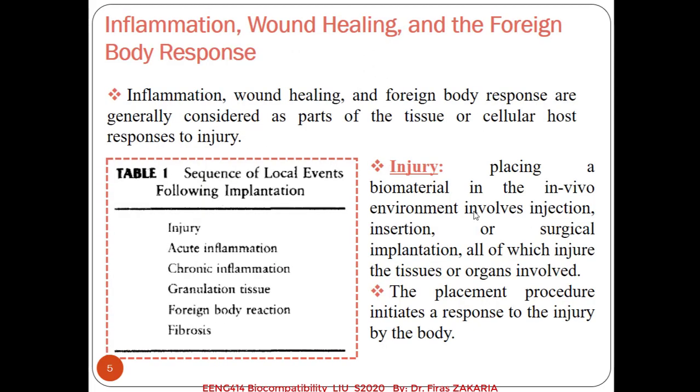Next, in this slide, we will discuss the sequence of events following implantation of a biomaterial. We will go through these events step by step. First, we have an injury, followed by acute inflammation, chronic inflammation, then the formation of granulation tissue and foreign body reaction. At the end, we have fibrosis. We will see them step by step. These are the events following the implantation of a biomaterial.